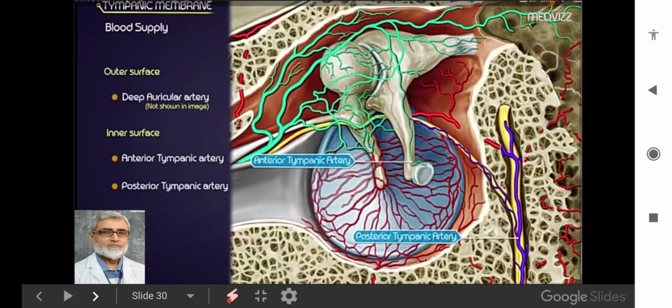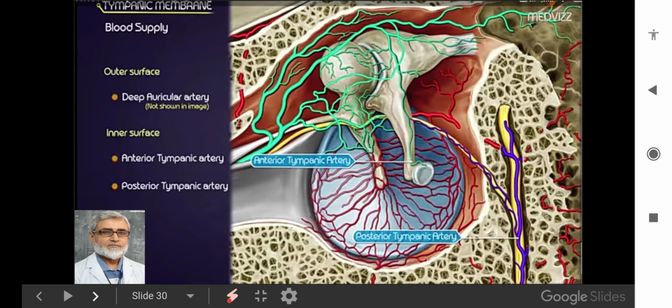Surface, anterior and posterior tympanic artery supplied. The anterior part is supplied by the tympanic artery, a branch of the first part of the maxillary artery, whereas the posterior part is supplied by the stylomastoid artery. This one is asked in the examinations.